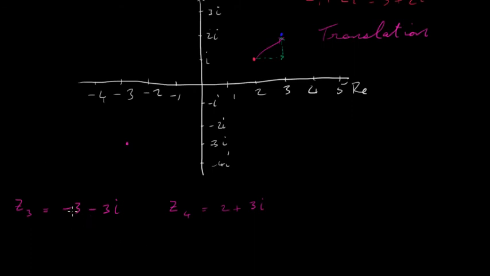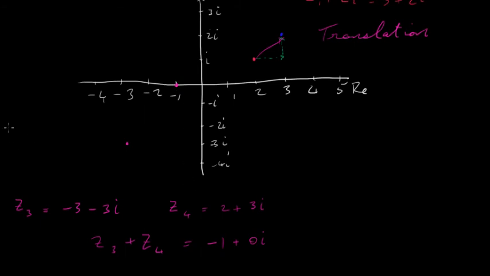Well, all I'm going to do is z3 plus z4, so that will give me minus 3 plus 2, which is minus 1, minus 3 plus 3, which will just give me 0i. So I end up at minus 1 and 0i. So minus 1 on the real number line, and I don't go up and down the imaginary line, so I end up here.